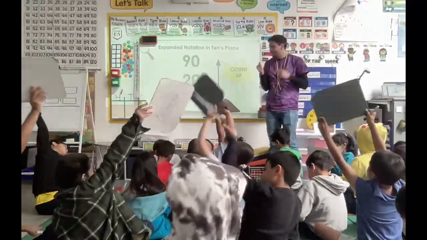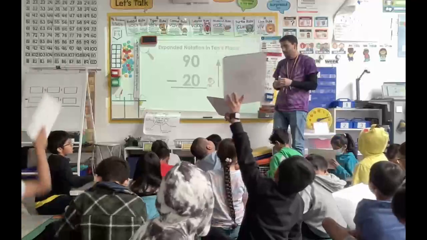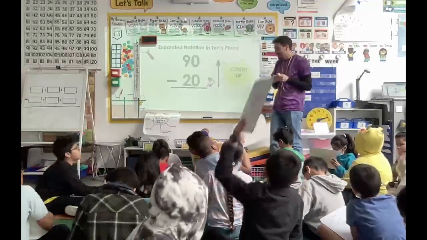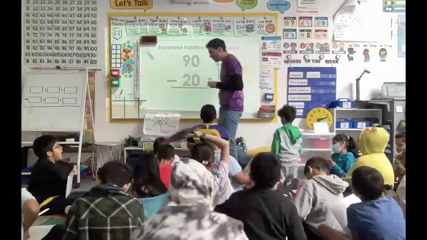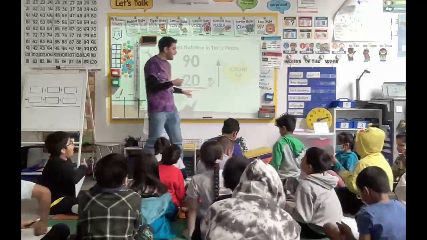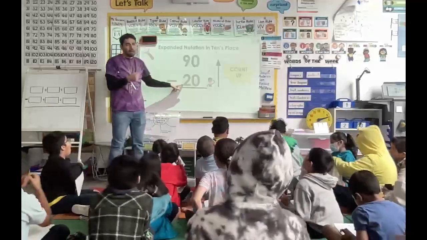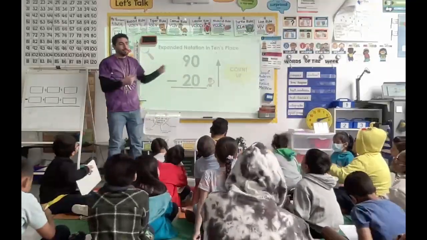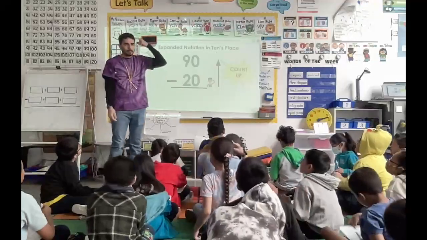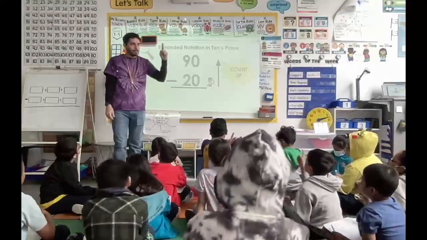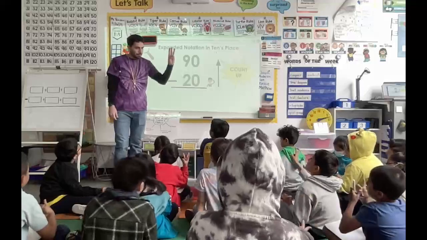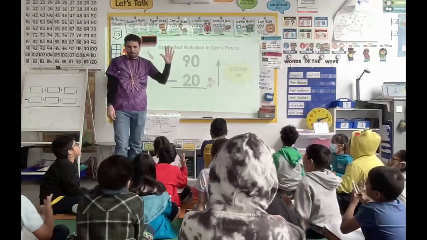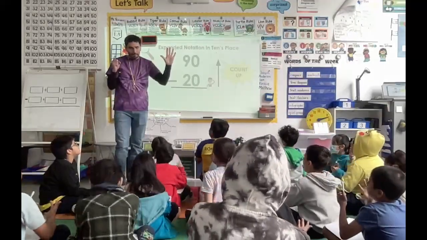What's the difference? 70. Ooh, I heard one voice. What's the difference? 70. Ooh, let's prove it. What number goes in our head? 20. And we're counting up to what number? 90. Ready, go. 20. 30. 40. 50. 60. 70. 80.